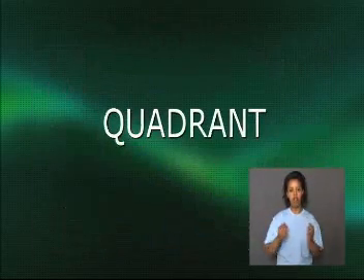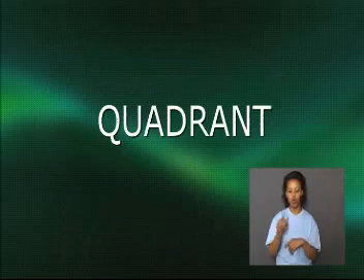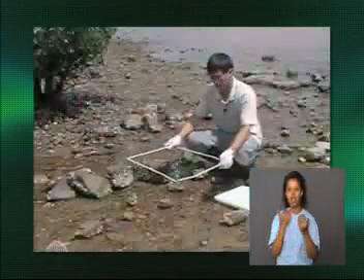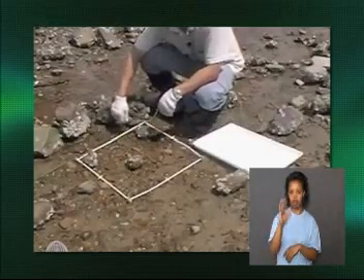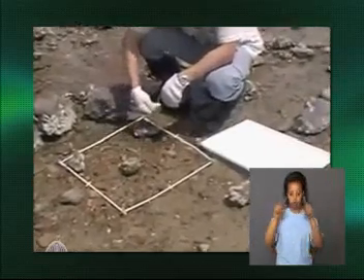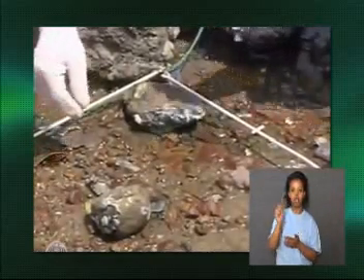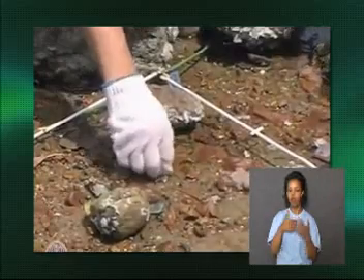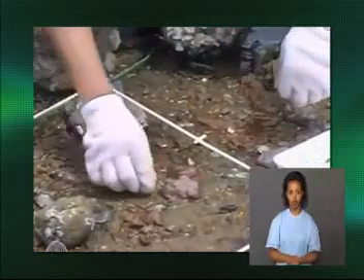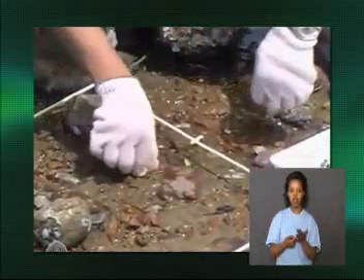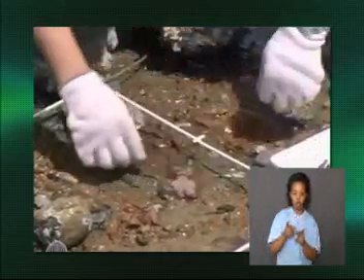A quadrat is a tool used to estimate how many different organisms there are in an area. There are many different types of quadrats, but the simplest type is a square metal frame. The quadrats are placed randomly in an area, and then the number of different organisms are counted and recorded. This not only measures the different organisms, but also how species change across an area.